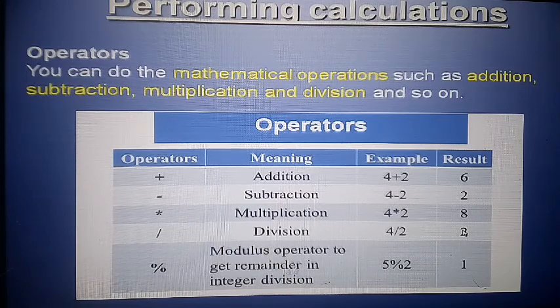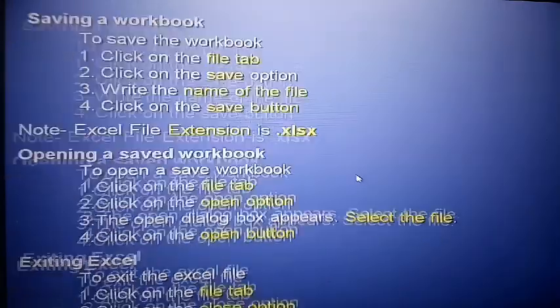Okay. This operator gets the remainder of an integer division, like 5 divided by 2. How many remain? 2 goes into 5 twice, so 1 remains, so the result is 1. So these types of symbols and operators are used in calculation.